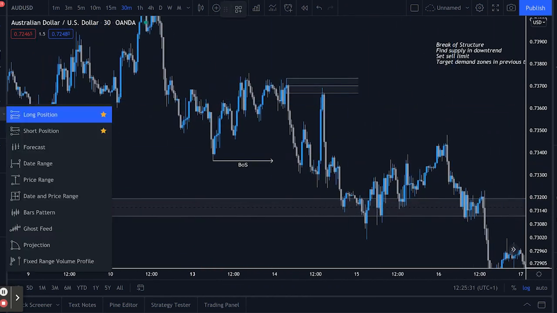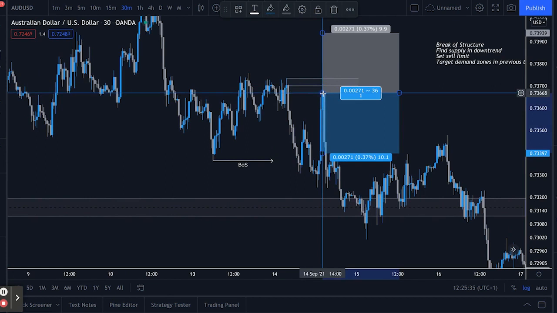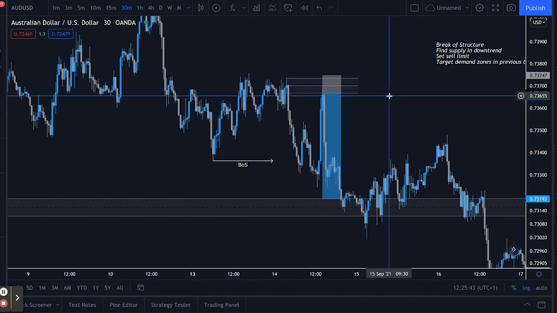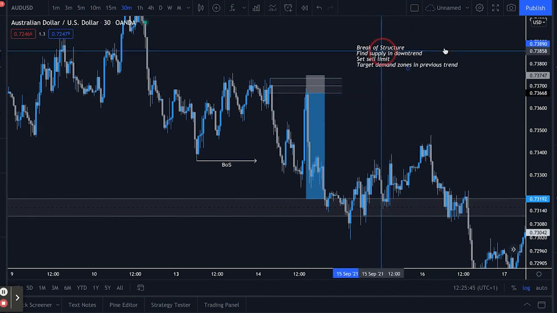So as we can see, sell limit on the bottom of the zone here, targeting previous demand zone, which would be this zone here. And then we see a 6R trade using those rules in our trading plan.